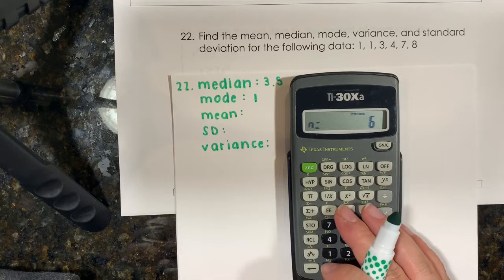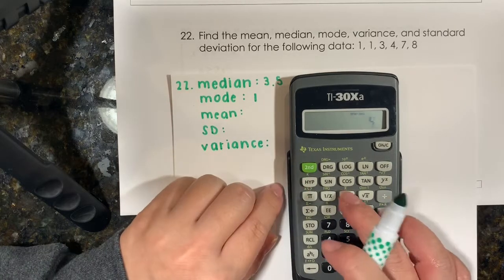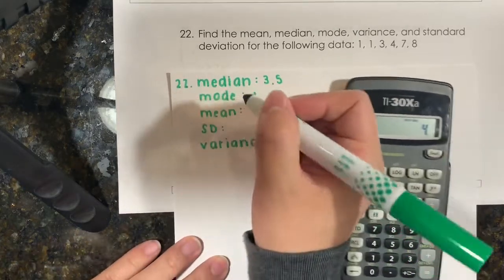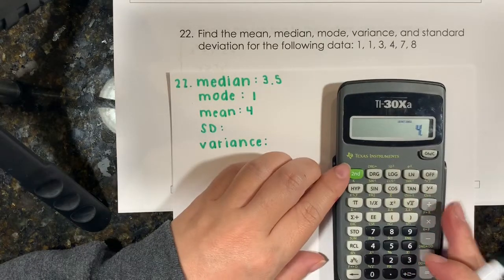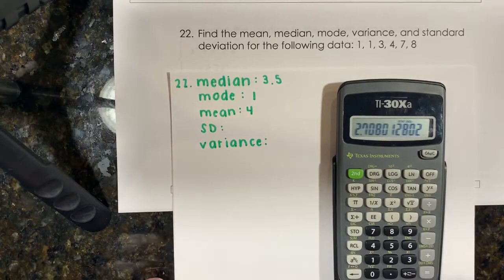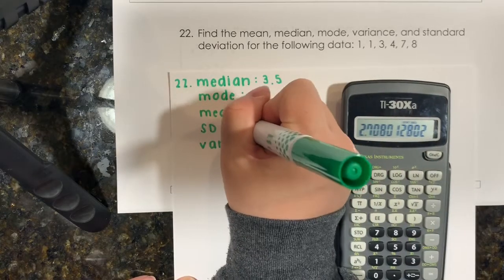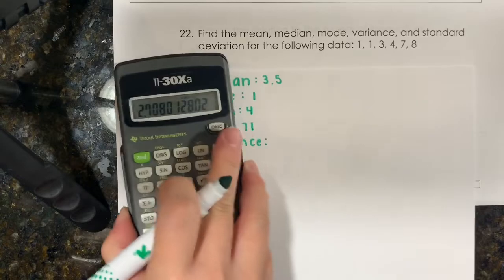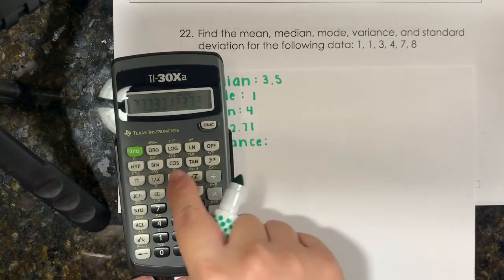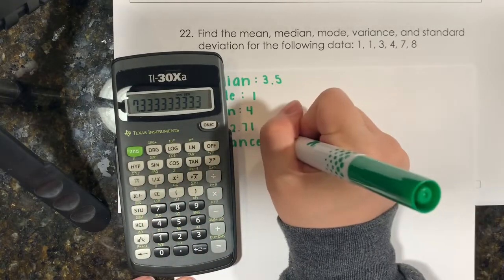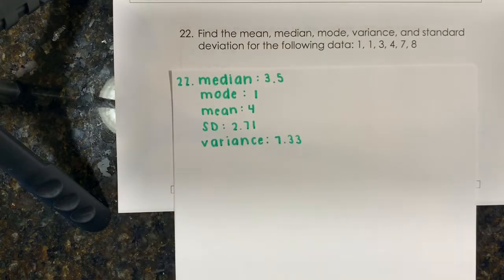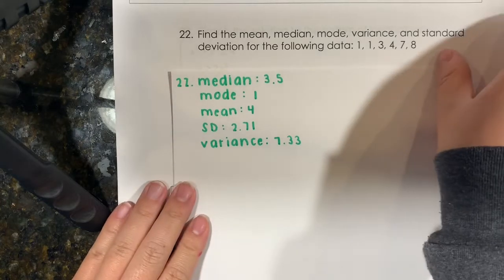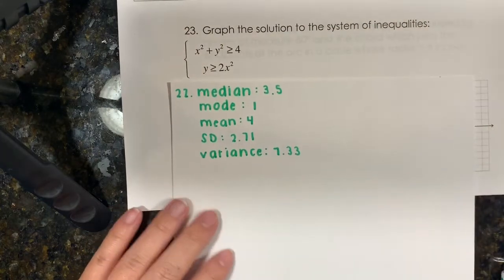To do the mean, you use second x squared. So the mean is going to be 4. The standard deviation is going to be second divide. So that'd be 2.71. And the variance, all you have to do is square whatever you got for the standard deviation. So that would be 7.33. And that's all you have to do for those problems. It's mostly done in your head and using your calculator.